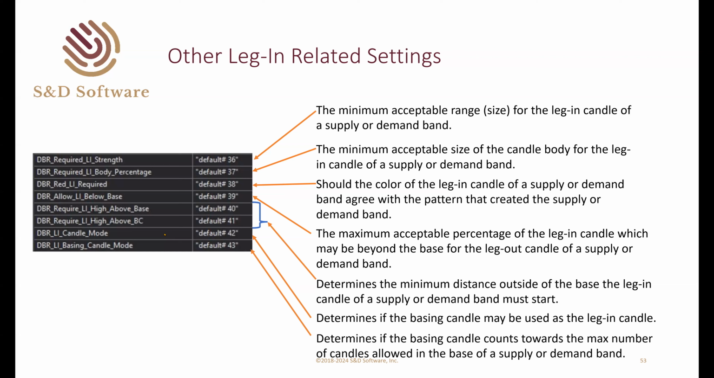So the tool will initially look at the candle in front of the base, the one before the basing candle, to see if that can qualify as a leg in. If it does, it takes it and runs with it. If it can't, it then tries to see if the basing candle can do double duty. If it can meet the requirements to be a leg in as well as the requirements to be a basing candle, then we're off and running again. Otherwise, it will reject the base.